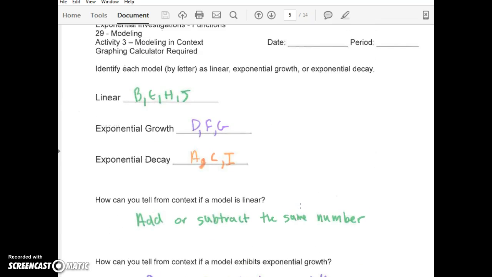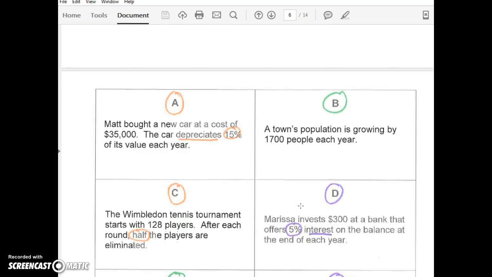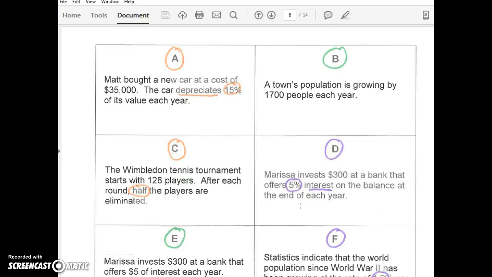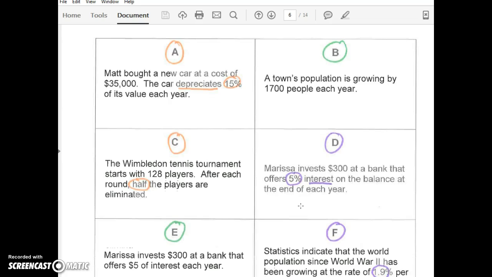In activity 3, we're taking context situations and determining if something is linear, exponential growth, or exponential decay, and then trying to figure out a pattern to that. So on this activity here, we had the green ones are the ones that are linear. So situation B, a town's population growing by 1,700 people each year, would be a linear situation because we're adding the same exact amount every single year, 1,700 people.